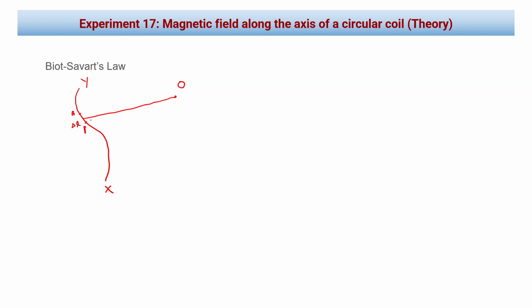The distance between this point O and this length element, let's call it small r, and the current in the circuit is small I. Then what Biot-Savart's law says is that when we have a current carrying conductor like this and current I is flowing in it, then due to small current carrying length element delta L, the magnetic field produced at point O due to this small length element carrying current I is directly proportional to the current flowing in it, the length of the small element, and inversely proportional to the square of the distance between those 2 points.